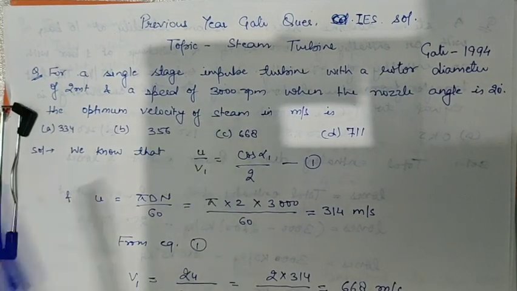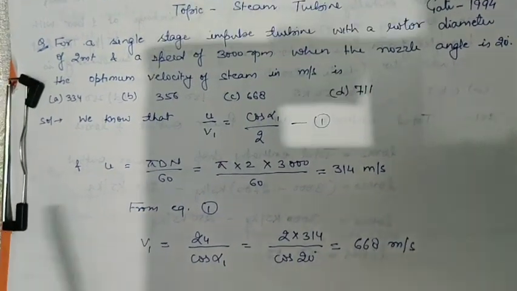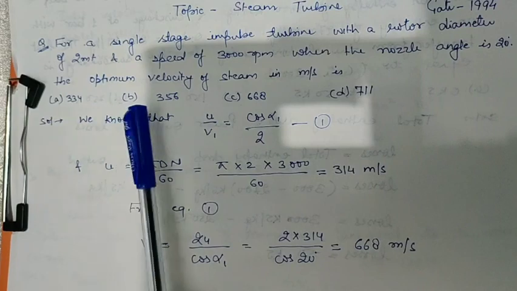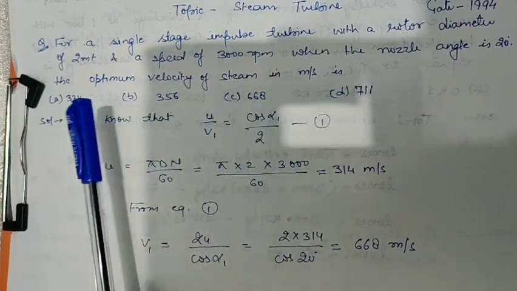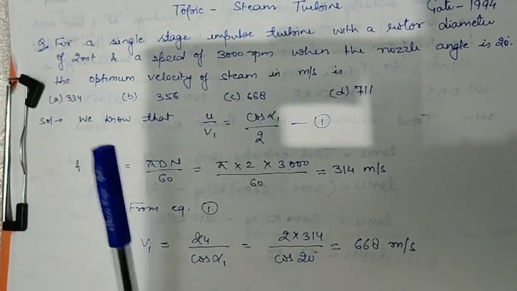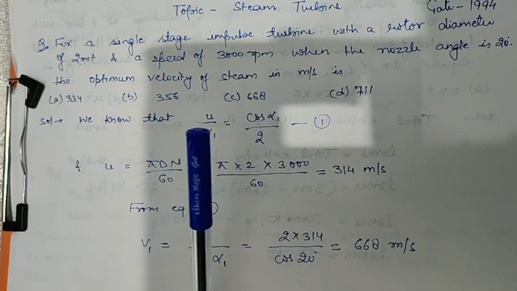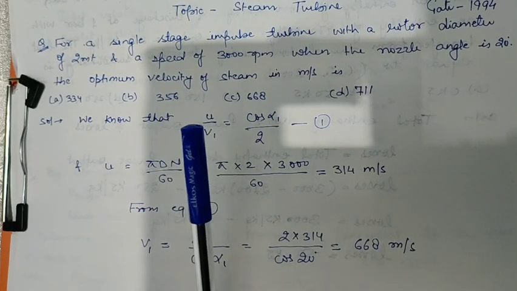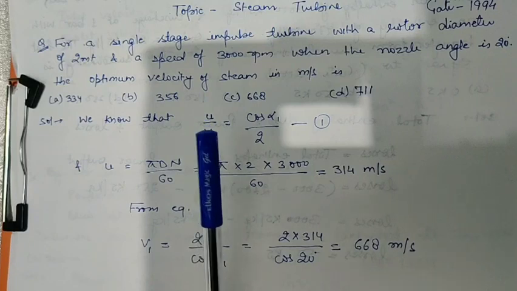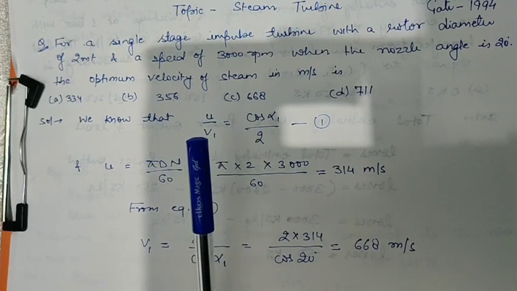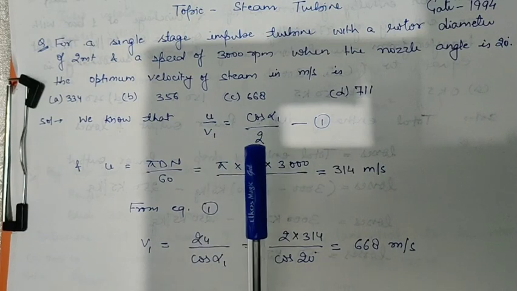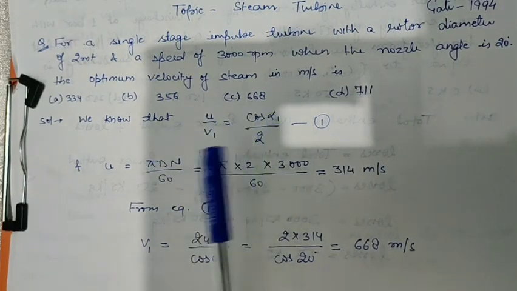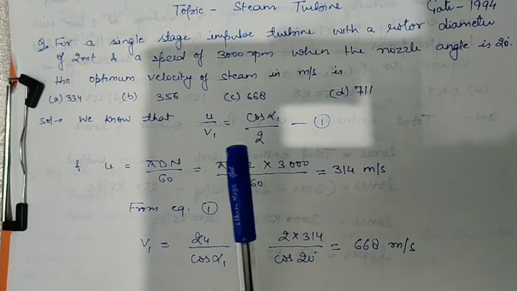So these are the options which are given to you. From this we have to calculate which option is correct. So we know that U by V1, that is the speed velocity ratio, or blade speed ratio, is equal to cos alpha 1 by 2. This we have calculated in the chapter steam turbine.